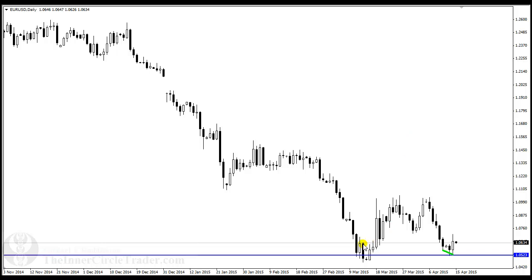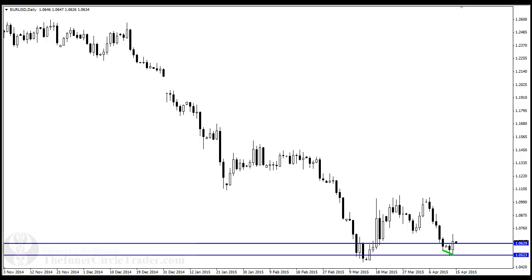Okay, we have the down candle prior to the move up. So we could have anything below here is a buying opportunity and still be above this low.